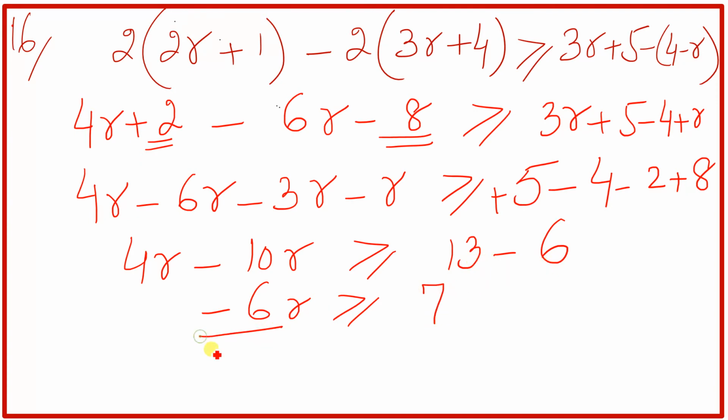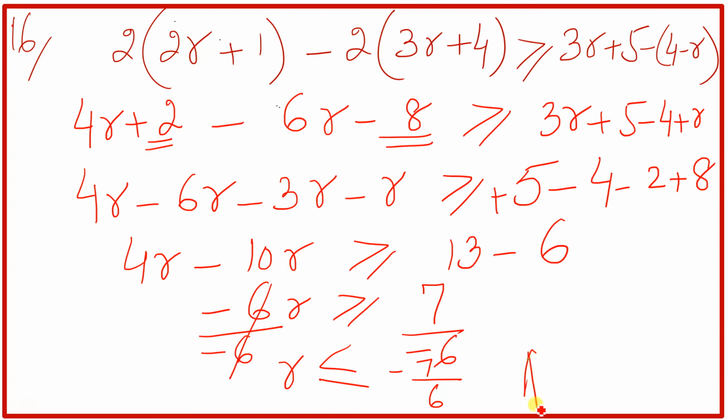So here we have to divide both sides by negative 6, this will cancel r. So see again, here we divide both sides by negative 6, so this sign will change to less than or equal to negative 7 over 6, and this is our answer. So we have solved question number 14, 15 and 16.